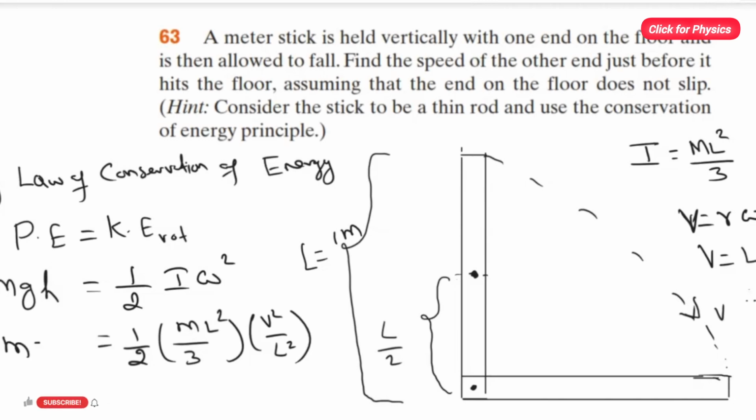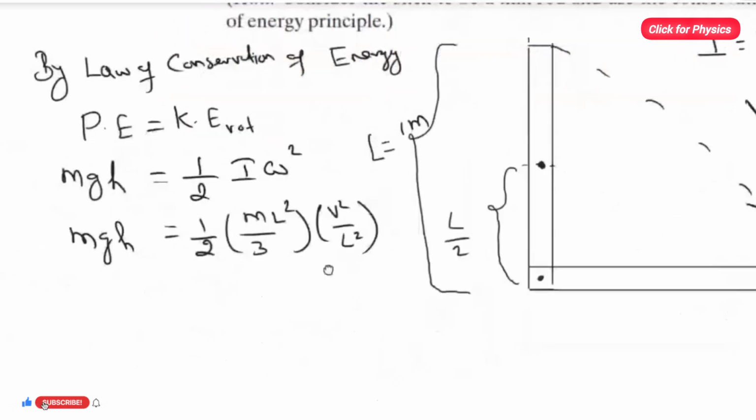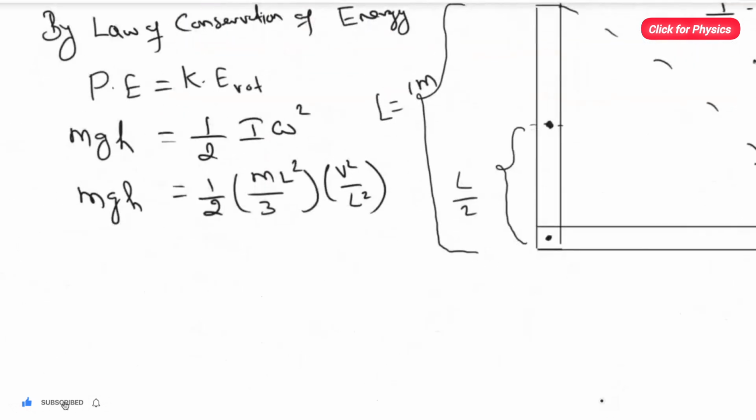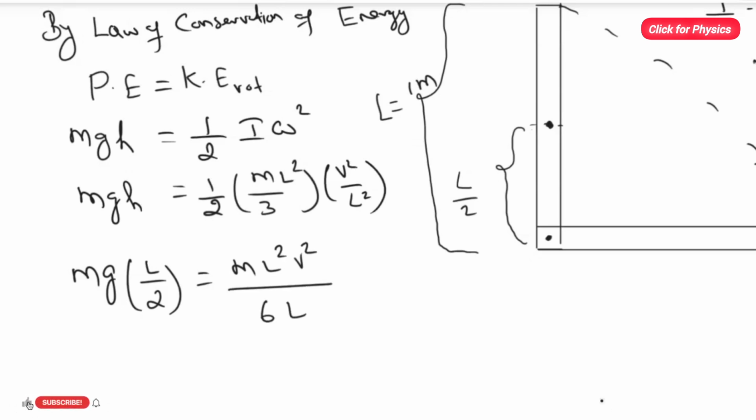On the left hand side we have mgh. Clear? Now the height is nothing but L over 2. Because as I told you, when you measure the height of the rod based on the center of mass, it is nothing but half of the total, right? So we substitute in place of h, L over 2, in mg, which is equal to ml square v square over 6L square.